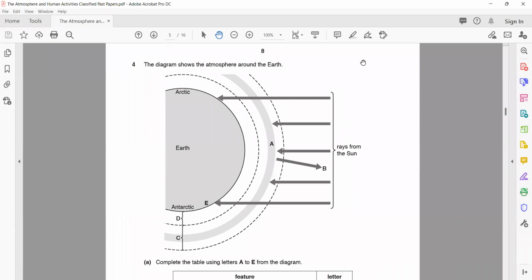Okay. Now here they are talking about the Earth, and the diagram shows the atmosphere around the Earth. This is your Earth and this is the atmosphere. So they have given here A, B, C, D, E. Got it? So here they're saying complete the table using letters A to E from the diagram. I will try to reduce this a little bit more so it can come on one page.